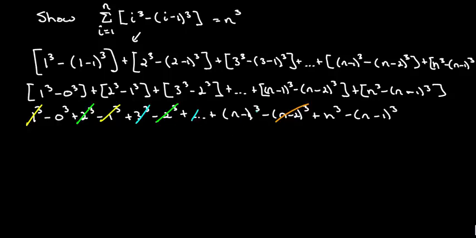And then of course we have n minus 1 to the third positive and n minus 1 to the third negative. So the only things we're left with are n to the third minus 0 to the third. And we know that that's equal to n to the third, which is what we wanted to show.